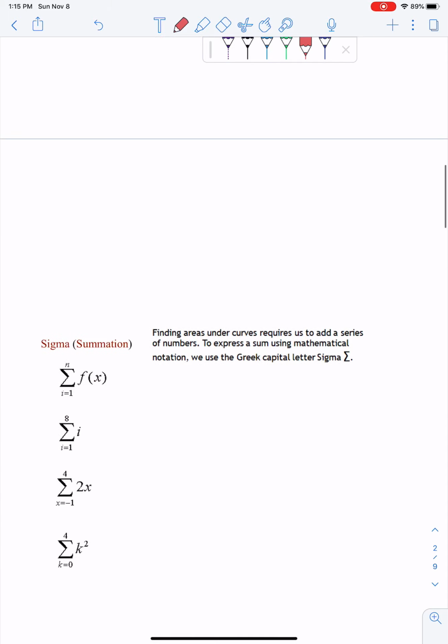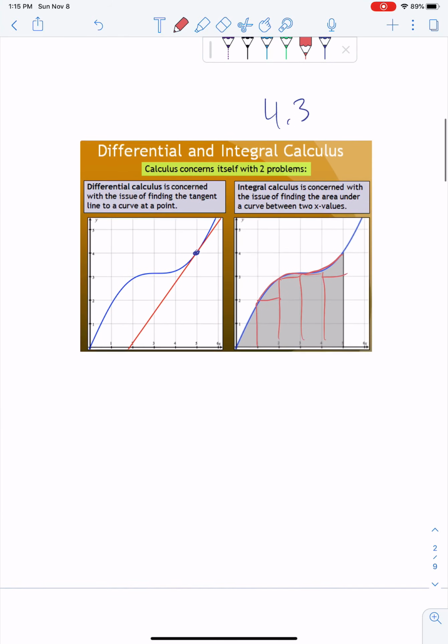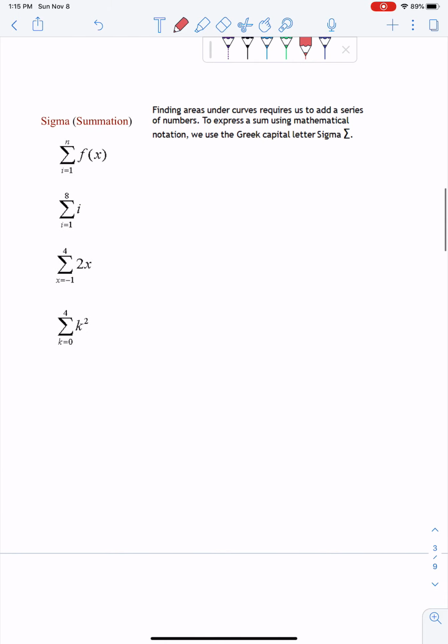Now, before we get too much into that process, just a quick review of sigma summation notation, because this is something that you've got to be familiar with and recognize what it is telling you to do. When we're finding the areas under the curves, we're going to be breaking up the shape under the curve into a bunch of different shapes and then adding them together.